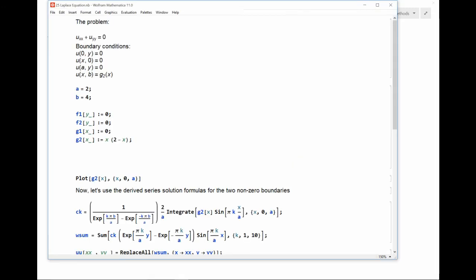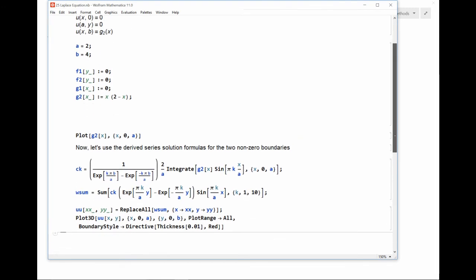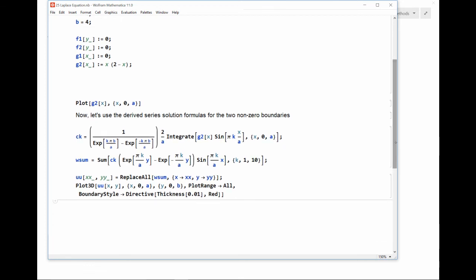Let's switch to Mathematica and see what happens. So here I have a setup. The c sub n are computed as 2 over L, 2 over a is 2, times 1 over the exponentials, times the sine series decomposition of g2. Then I will add up all of those solutions, multiply by their respective coefficients, create a function u, and plot it from 0 to a in terms of x and from 0 to b in terms of y. And I also outline the boundary here just so that we can easily see it. So let me evaluate everything.